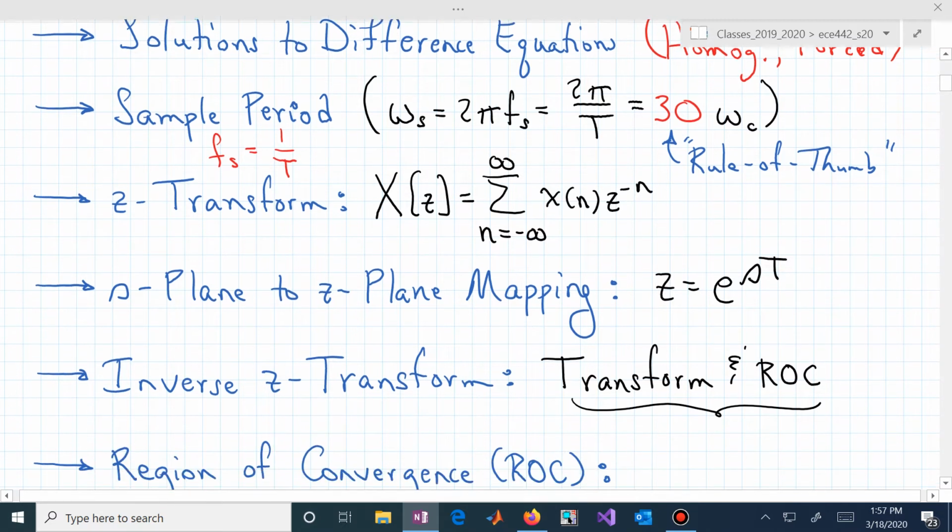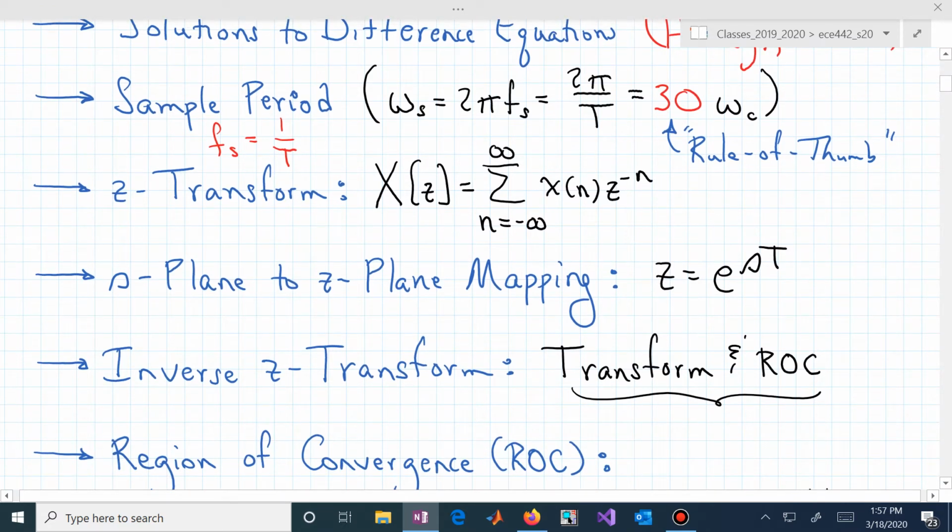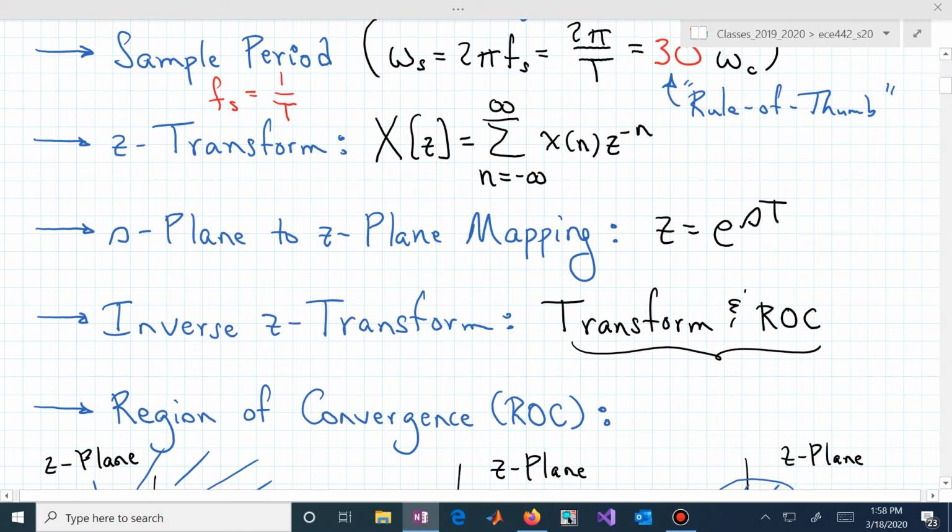We also know how to map between the s-plane and the z-plane by understanding that the frequency variable z is equal to e to the sT, where s is the s-plane frequency domain variable and z is the z-plane frequency variable. We have these two complex frequency planes, one s, one z. S is for continuous time systems, z is for discrete time systems. We can then go back from the frequency domain back into the time domain by means of the inverse z-transform.